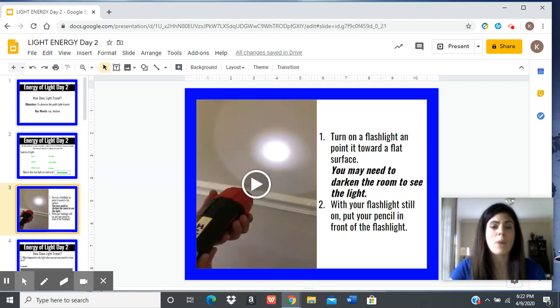The first part of yesterday's assignment involved an experiment with a flashlight and a pencil. The direction was to turn on a flashlight and point it toward a flat surface. You may need to darken the room to see the light. Then, with your flashlight still on, put your pencil in front of the flashlight. Here's a video of me performing this experiment.